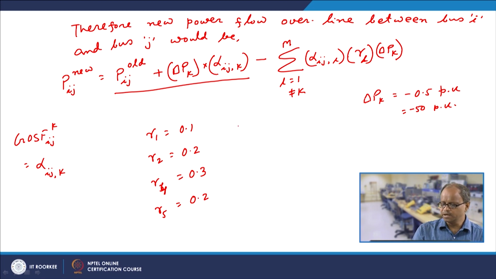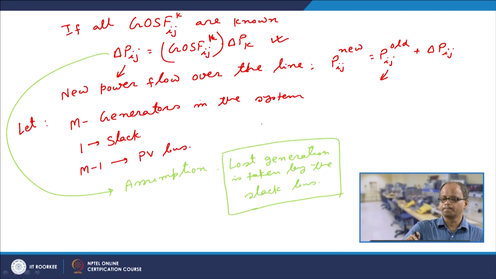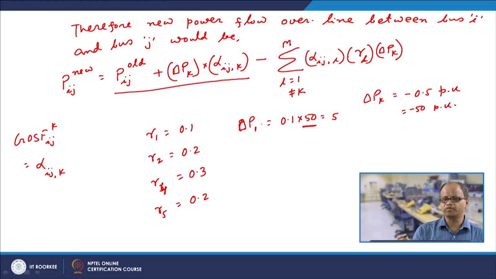So then, what would be delta P1? It would be 0.1 into 50 is equal to 5. We are taking 0.1 into 50 because it now has to inject more. If I have got 5 generators and generator 3 is going out of order, then to compensate for that, the generator at bus 1 has to inject an extra amount of power, and that extra amount of power would be injected more.